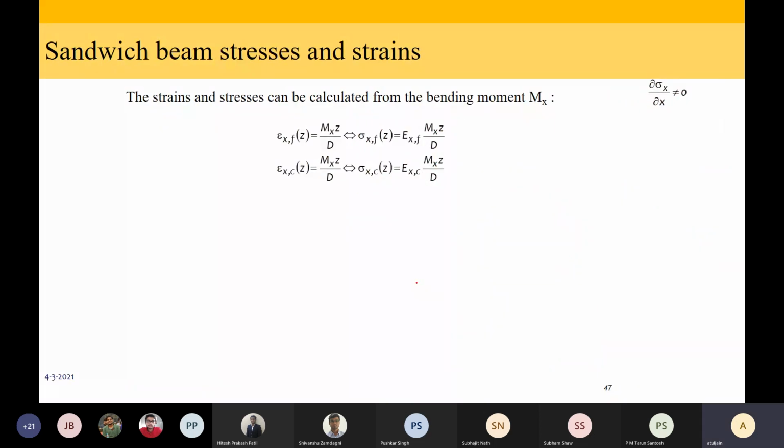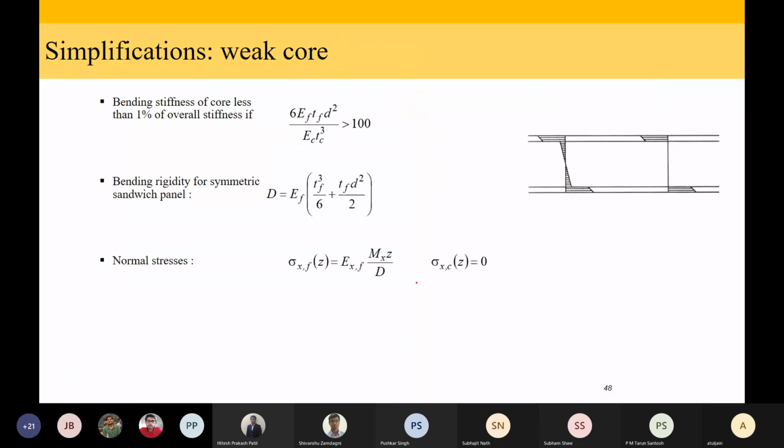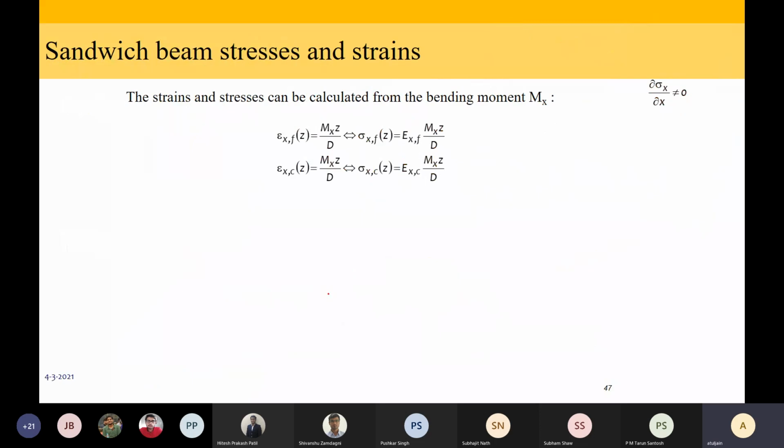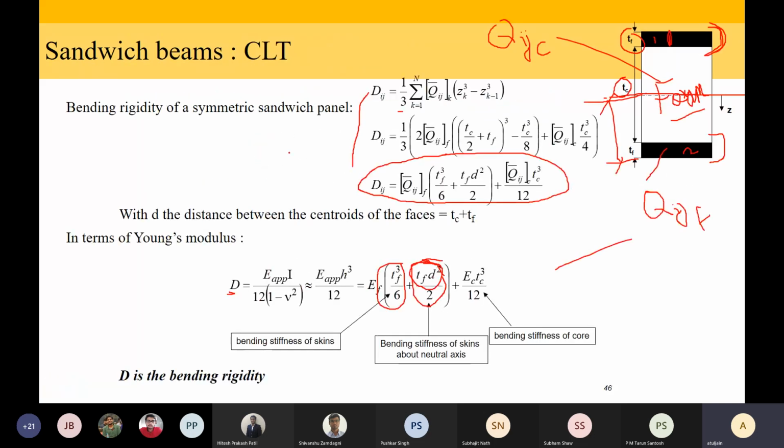Okay, now we can also calculate the strains and stresses if a pure bending moment is applied. If a pure bending moment is applied, then sigma x as a function of z will be equal to the apparent Young's modulus times Mx z by D. Yes, you can calculate the expressions for the face as well as the core. Okay, any questions about this sandwich beam, how we are treating it?